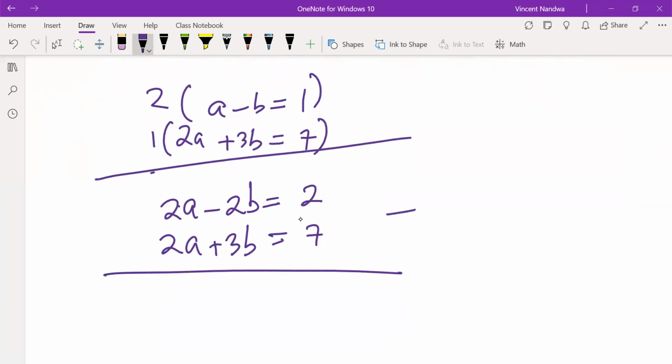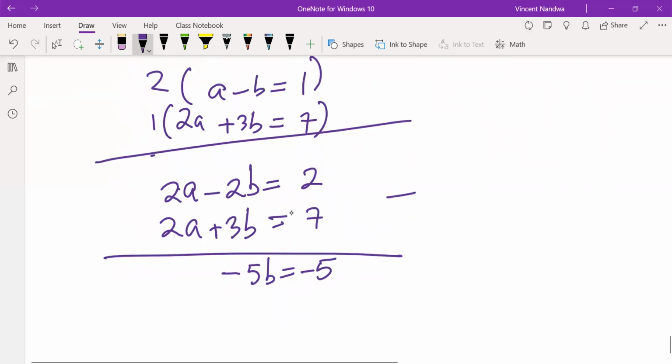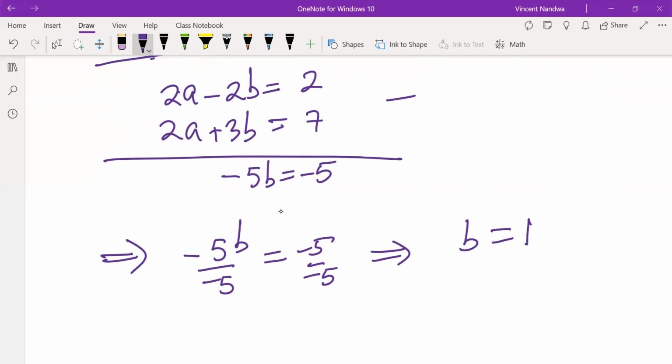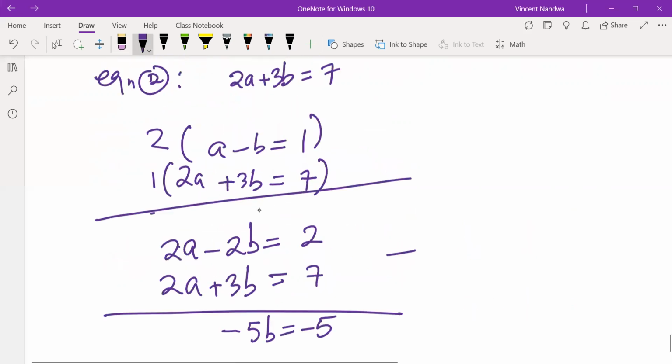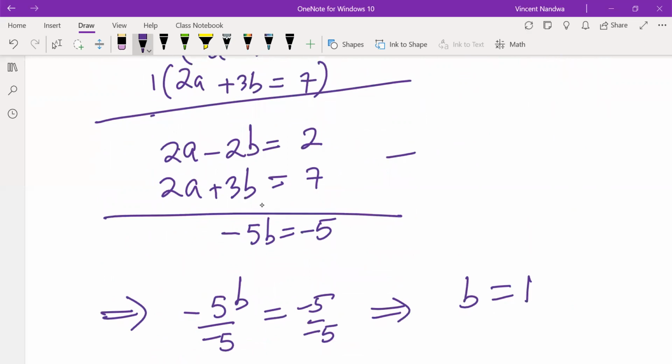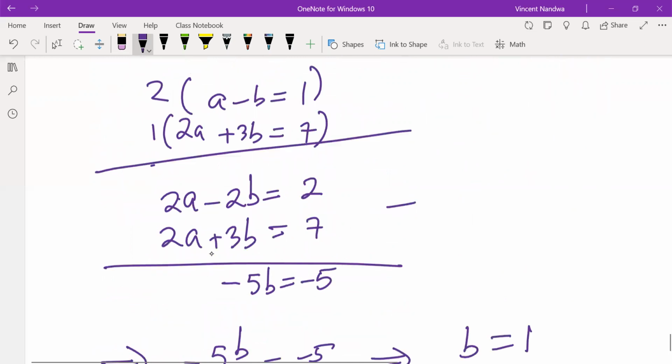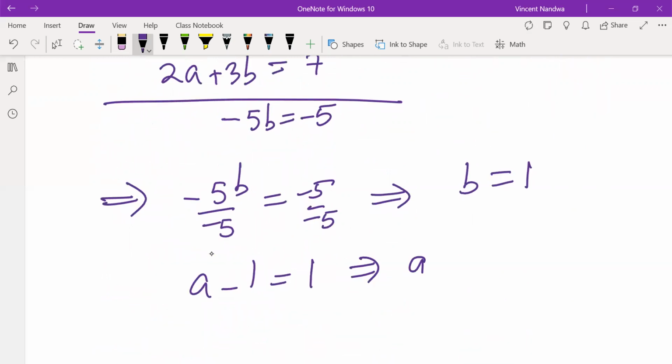2A minus 2A is 0, minus 2B minus 3B is minus 5B, 2 minus 7 is minus 5. So which means to get B, you divide through by minus 5. So which means B equals 1. And to get A, using the first equation, we'll have A minus B. So A minus B, which is 1, should give us 1, which means A equals 1 plus 1, which is 2.